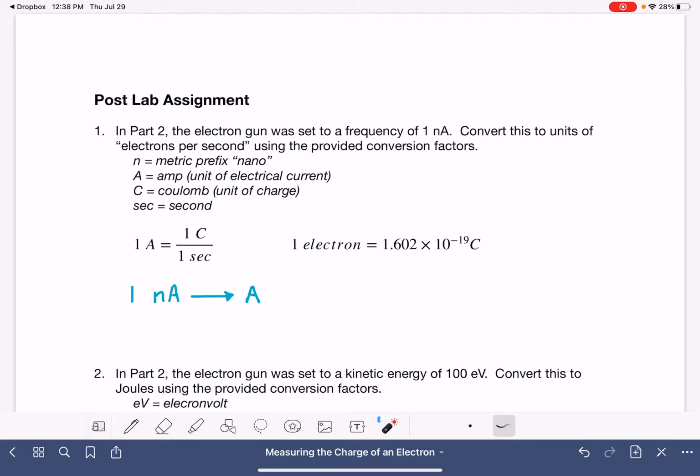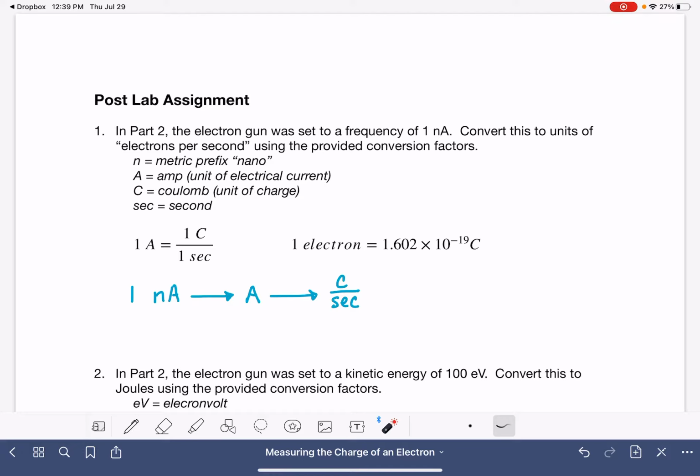And then once you get into units of amps, you are going to convert from units of amps into units of coulombs per second. And you'll do that using this conversion factor, which if you look at it closely, nothing mathematically is happening here. 1 amp is the same as 1 coulomb per 1 second. So in terms of the numbers, nothing is going to actually change in this step. You're just switching up your units.